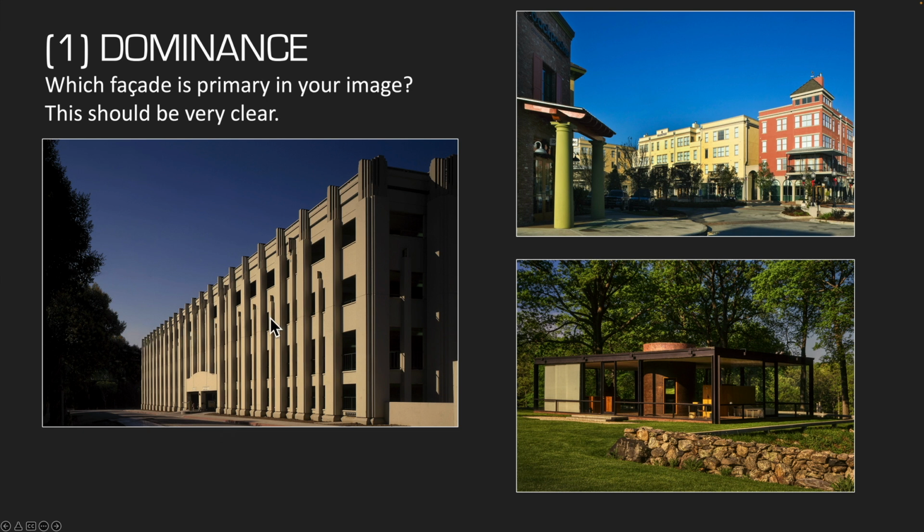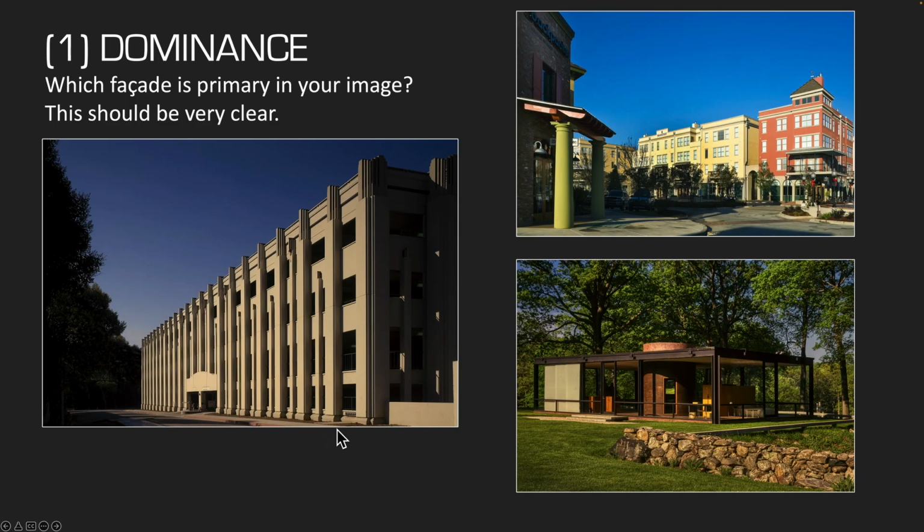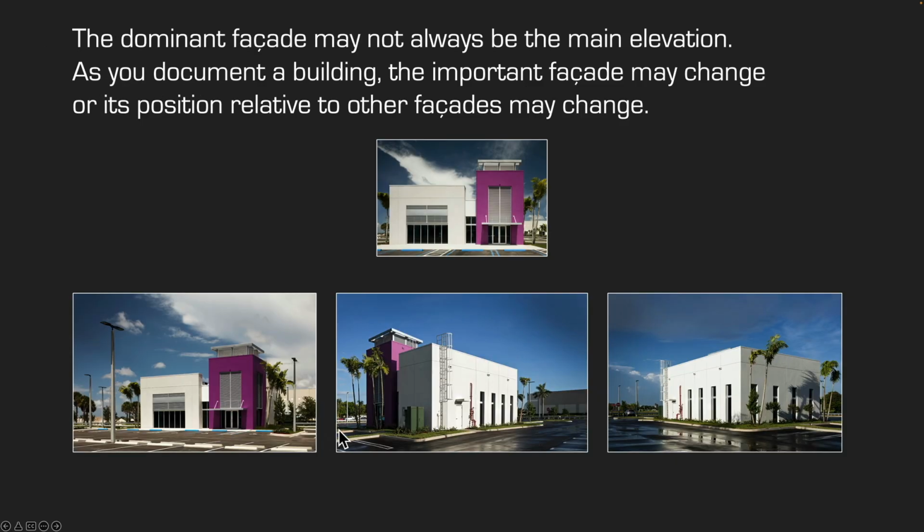Here it's obviously this facade, I'm showing a little bit here. Here it's this facade, I'm showing a little bit here. And in Philip Johnson's house, here's my main facade, and I'm showing the secondary one here. The primary facade, you need to make sure that's really clear. So it may not always be the main elevation. Here's this little building. Here's my axial composition. This is my signature shot, but I've moved to the side to show the volume. I'm still showing this area as my dominant facade.